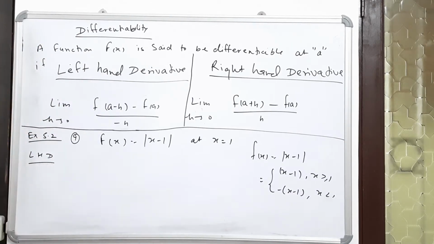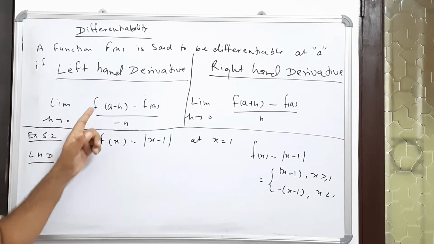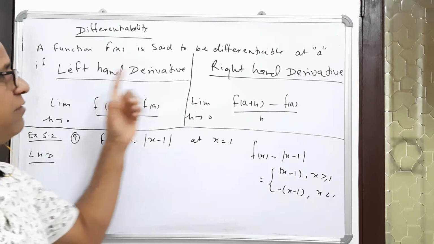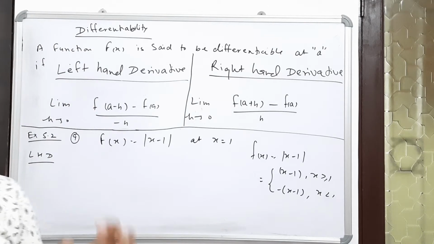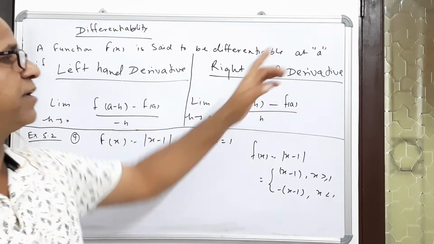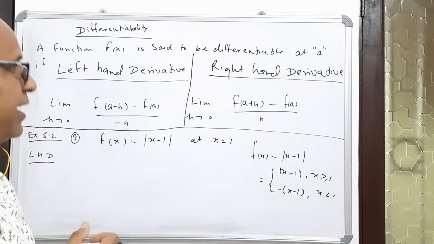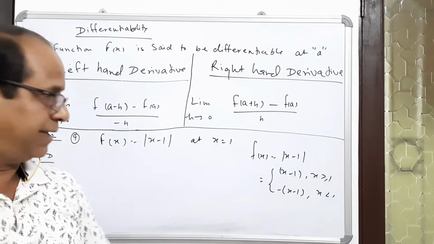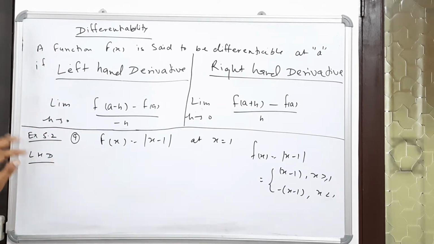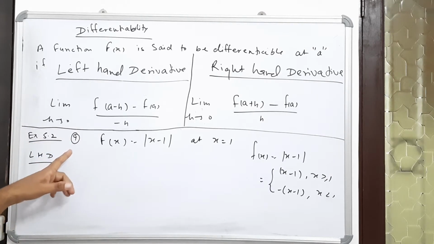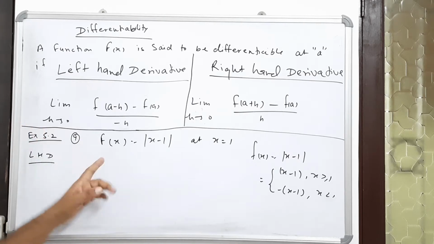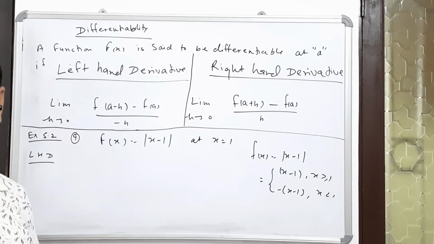So in this problem, it is important that we calculate the left hand derivative as well as the right hand derivative, and if these two derivatives are equal, then we say that the function is differentiable at x equals a. Now I am taking one problem from exercise 5.2, sum number 9. There are two sums, number 9 and number 10. These two problems are related to differentiability.